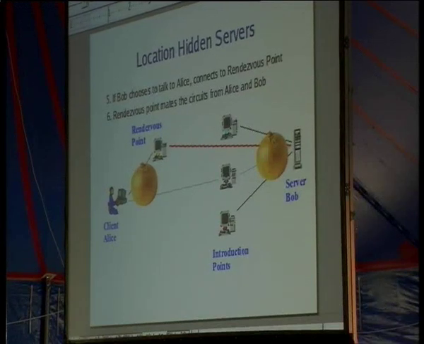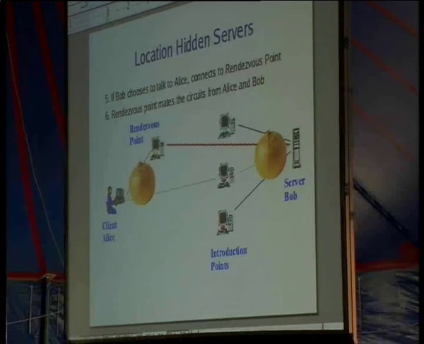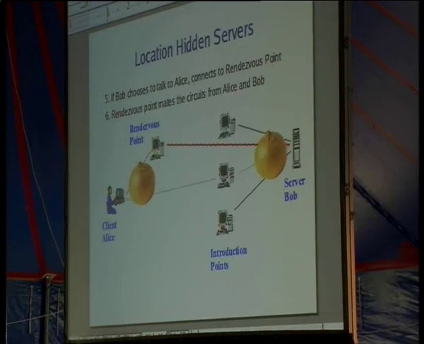So the neat property here is that the rendezvous point doesn't know who Alice is, doesn't know who Bob is, and can't read any of the traffic that they're sending to each other. The introduction point doesn't know who Alice is, doesn't know who Bob is, and doesn't publish any of Bob's traffic. All the introduction point does is receive requests and hand them off to Bob, whoever Bob is.